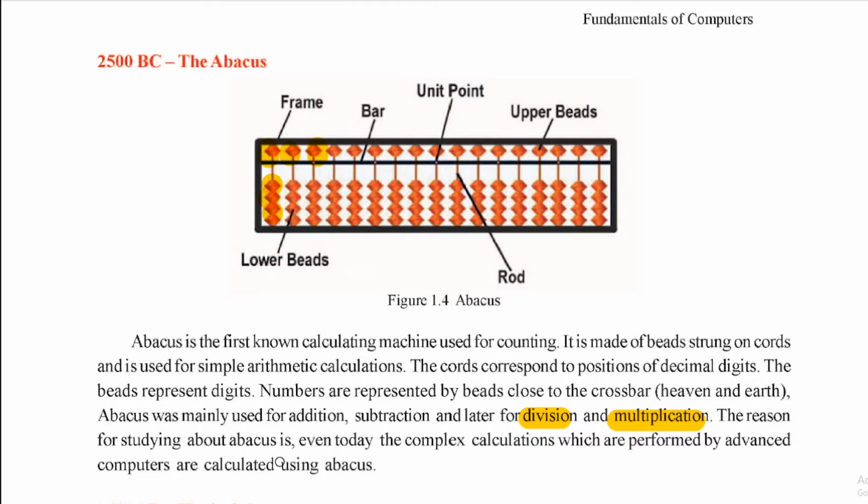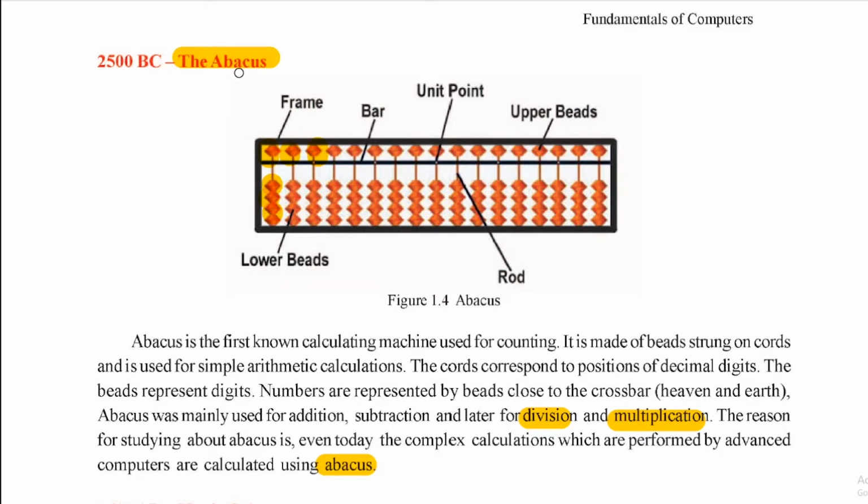The reason for studying this abacus is that even today, complex calculations which are performed by advanced computers can also be calculated using the abacus. So you can verify. Whatever complex calculation you are performing, using this abacus also you can perform and verify. That's why we may be using it sometimes, for verification purposes. How can this computer calculate? In a similar way, this device could also be used for calculation. The first calculating device, they may be asking, is worth 1 mark.